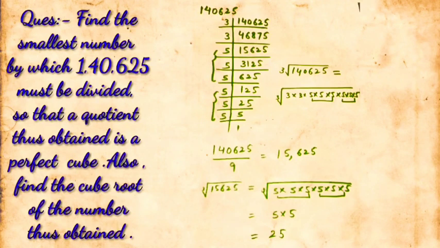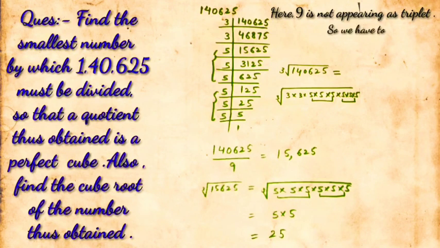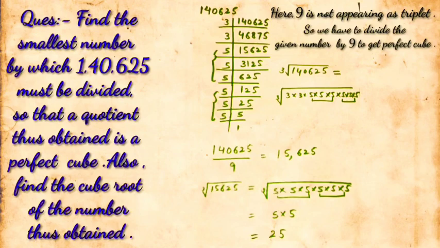So just make the factors into triplets of equal factors, the first triplet of 5, the second also 5, but here is extra, means these are not coming in the triplet. 9 is not appearing in the triplet, so we have to divide the given number by 9 to get the perfect cube. In the question they were asking by what number we should divide it to get the perfect cube. So we will divide it by the extra numbers. The extra numbers were 3 multiply 3, that is 9. So we have to divide the given number by 9 to get a perfect cube.